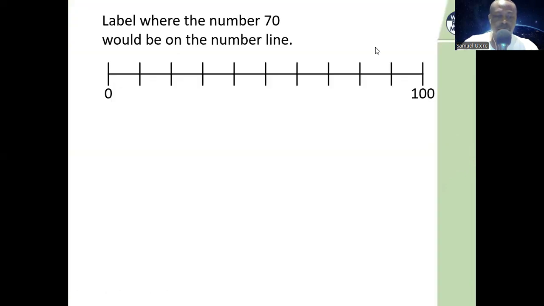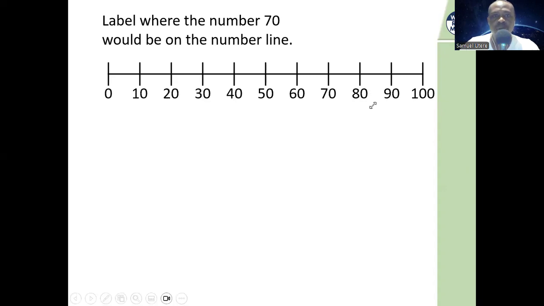If we have this number line and we're asked to label where the number 70 would be, how would we approach this? Well, the first step is to find out what each interval is worth. And to find that out, we have to do 100 minus 0. So we find the value of the difference between the start of the number line and the end of the number line. We can also see that there are 10 intervals. So if we divide 100 by 10, we're going to find that each interval is worth 10.